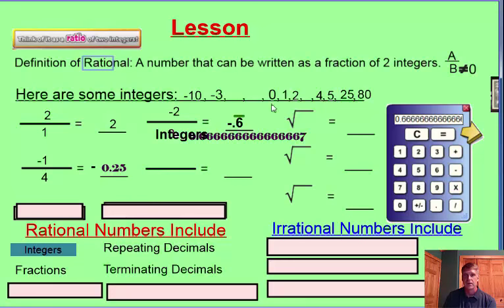All right, next one. Let's look at improper fractions. What happens when I get negative 10 over 4?